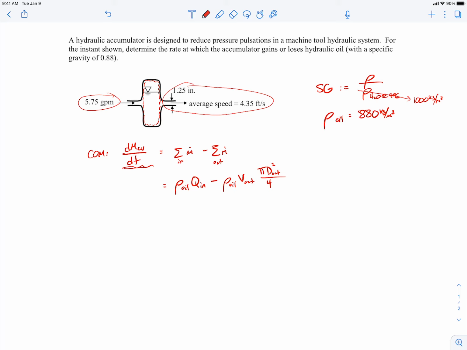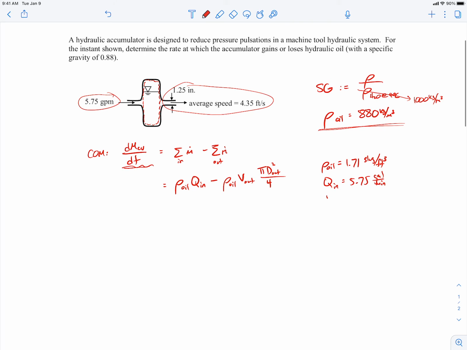So we know the density of the oil. We're given this in English units in the problem statement, so you can find the density of the oil in English units by doing that conversion. It comes out to be 1.71 slugs per cubic foot. I'm doing this in terms of slugs rather than pounds mass, but you can use whatever set of units you want. The Q in is given as 5.75 gallons per minute, the average velocity out is 4.35 feet per second, and the diameter out is 1.25 inches.